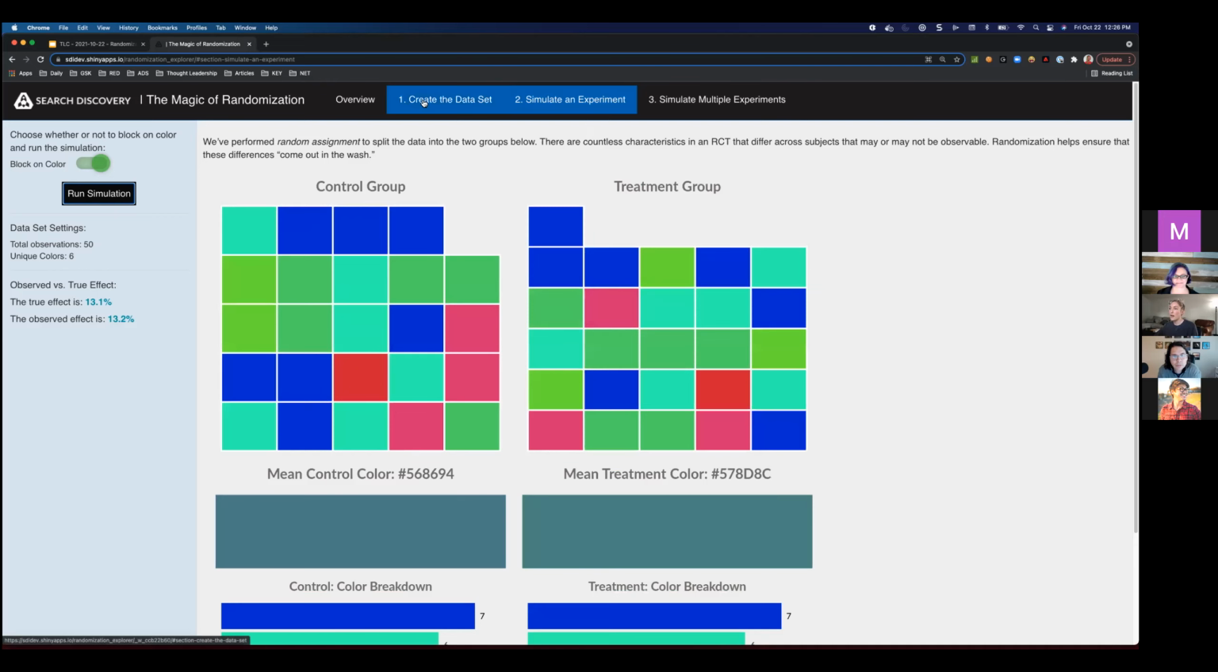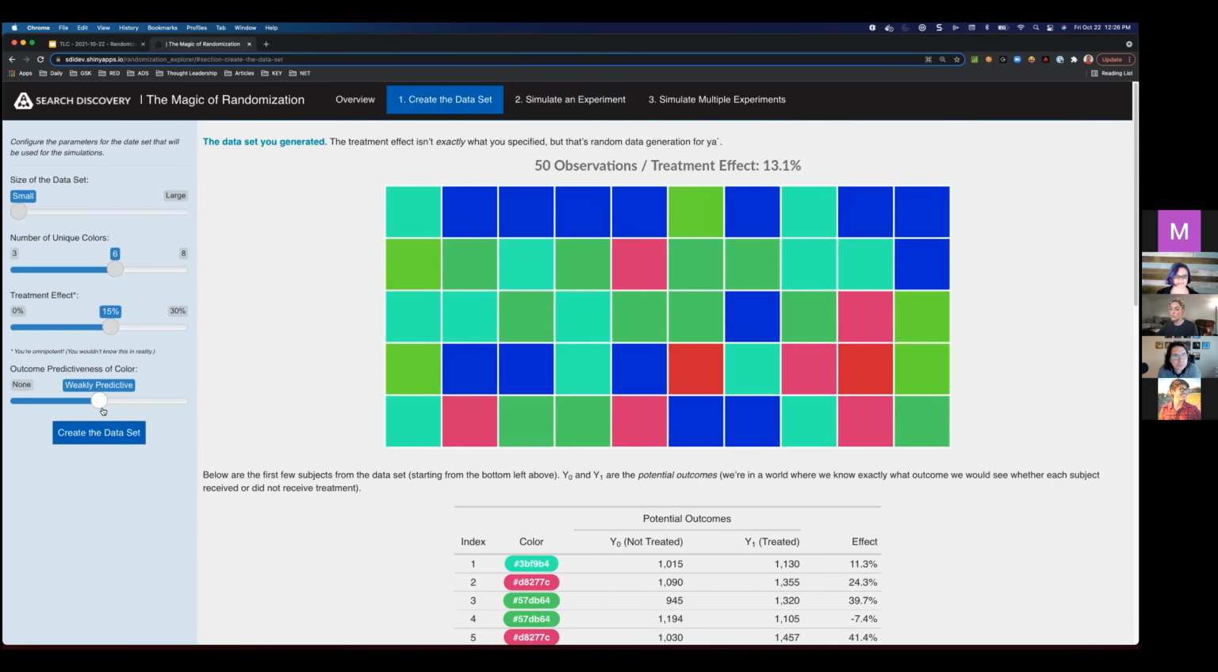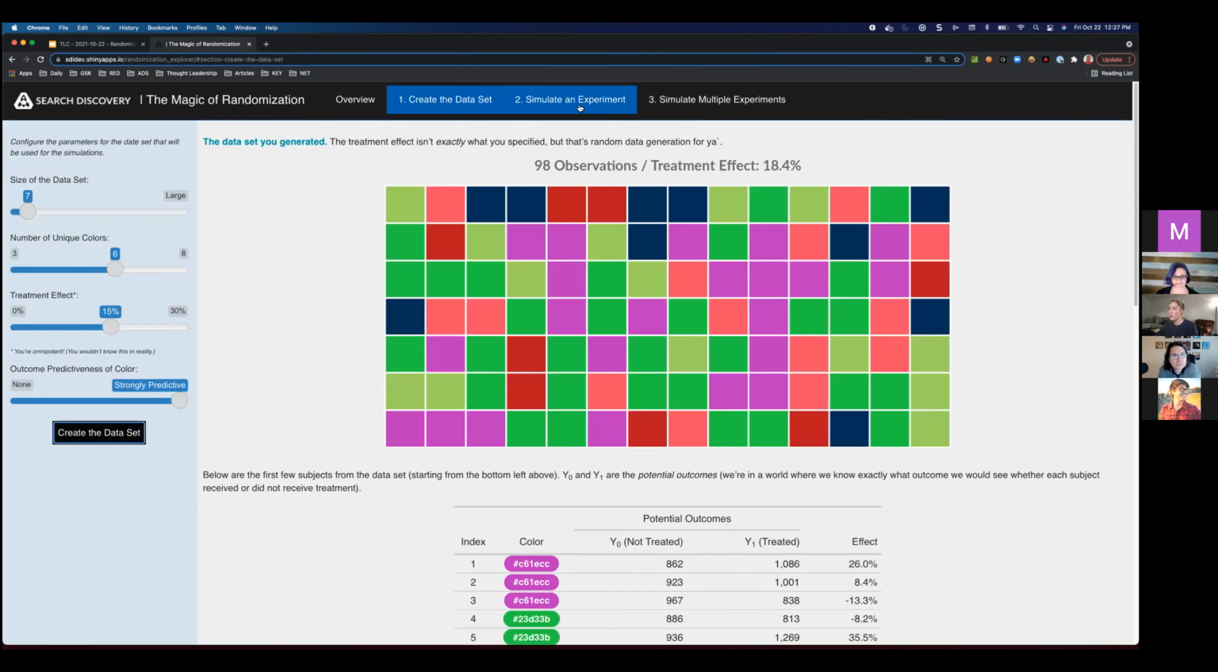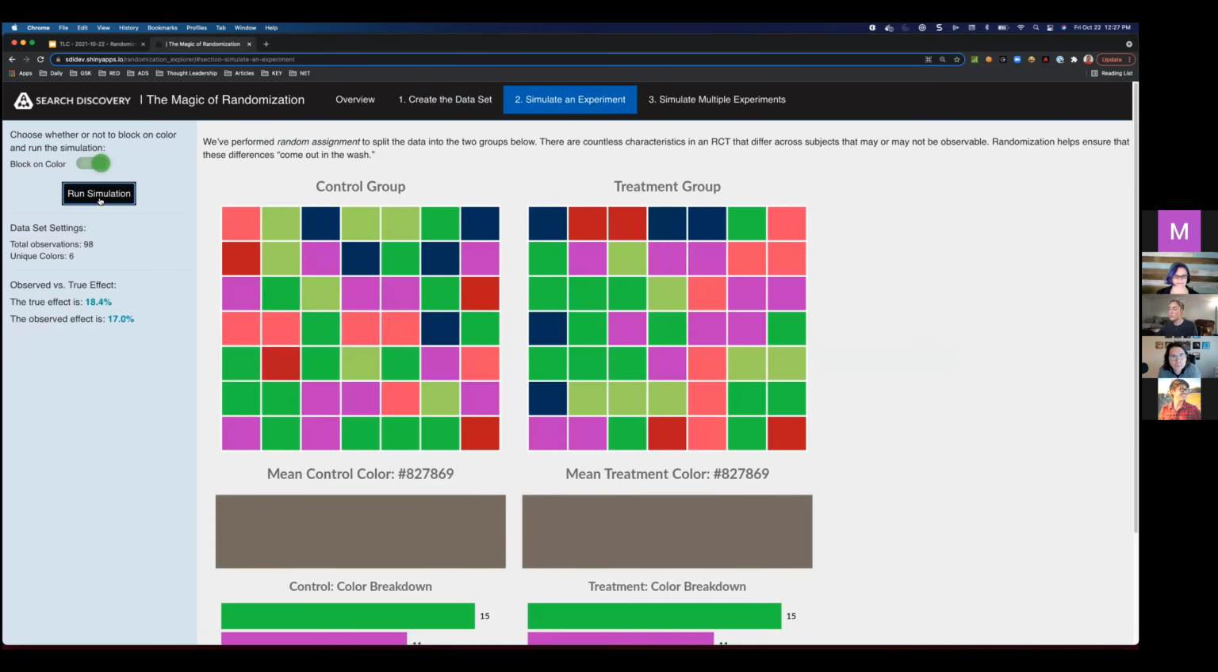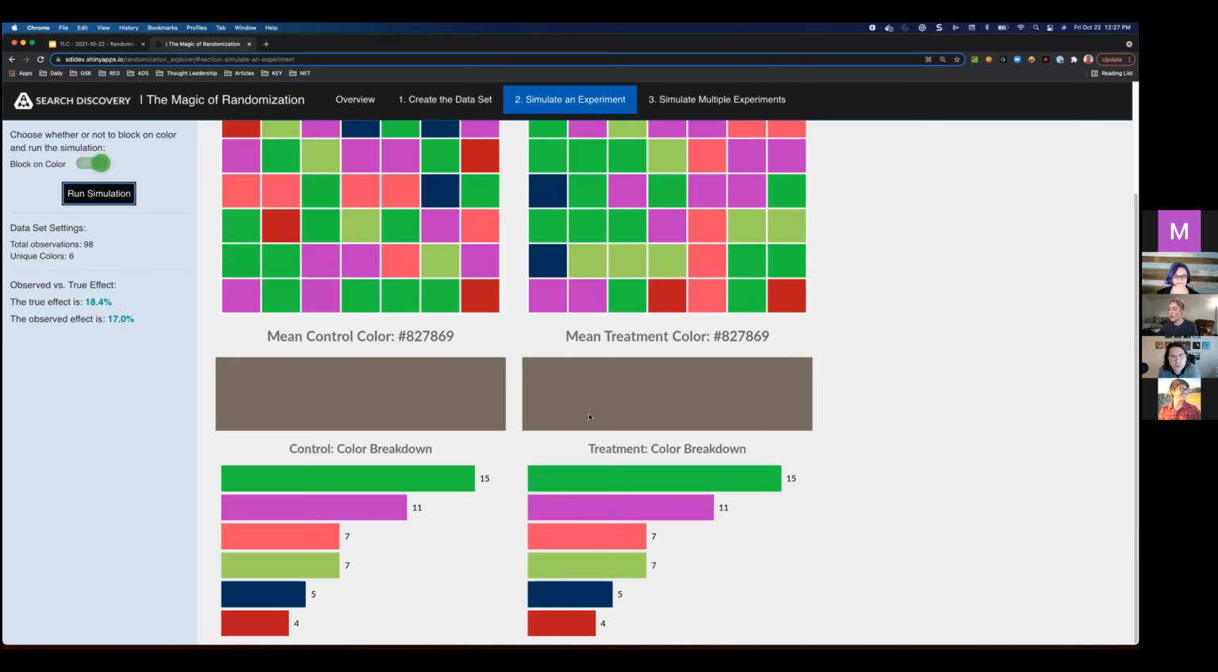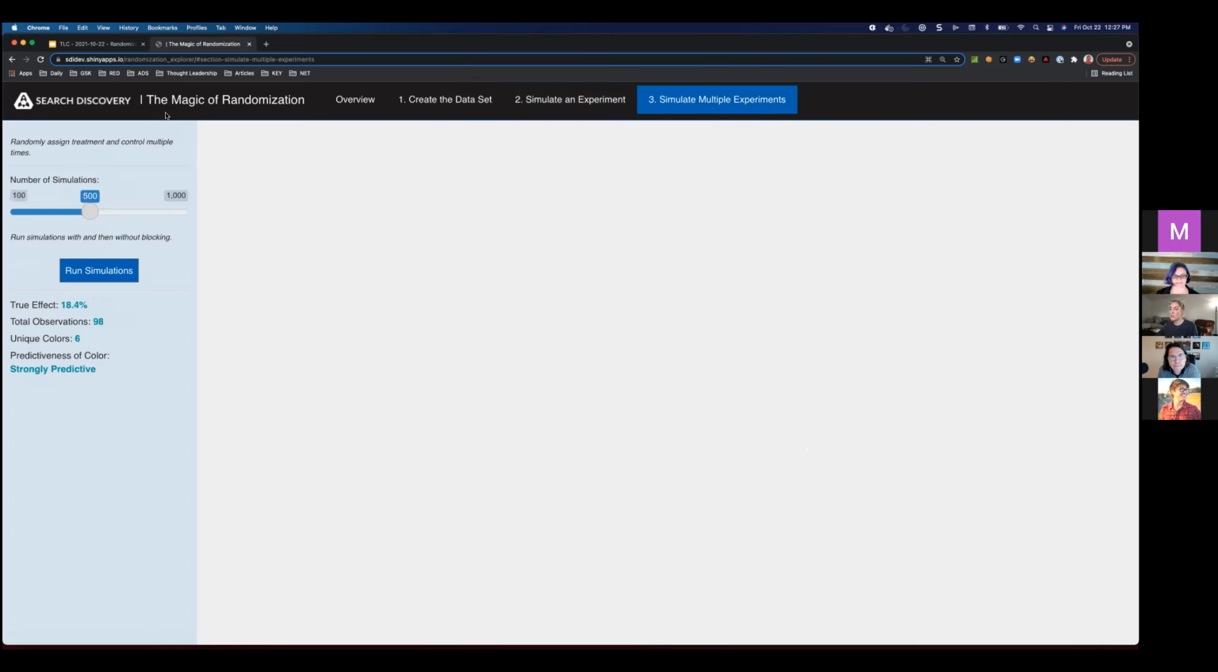If we were to go back actually, and say, this was a weakly predictive covariate, bring it up a little bit. And let's say that we wanna look at strongly predictive. We create the data set. We're gonna simulate our experiment here. Nice even brown color across the board. Our blocks look good down here. And then if I actually go to simulate, we're going to see 500 iterations of this experiment. We'll actually get to look at the sampling distribution of this experiment. And it's going to compare the blocked version compared to the complete randomization version.